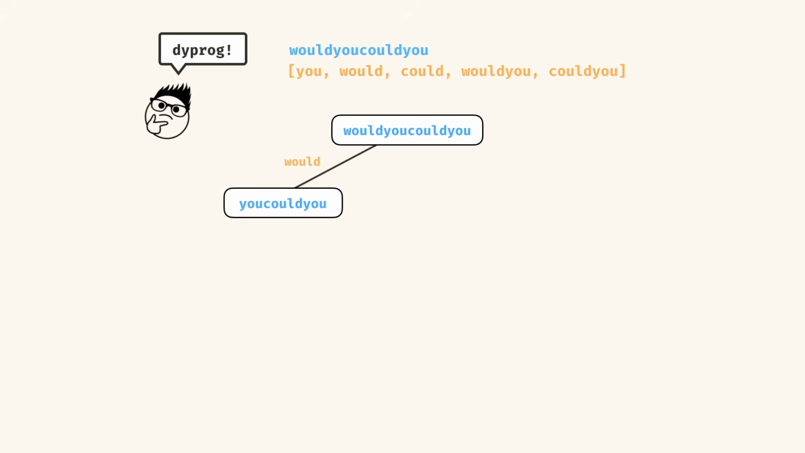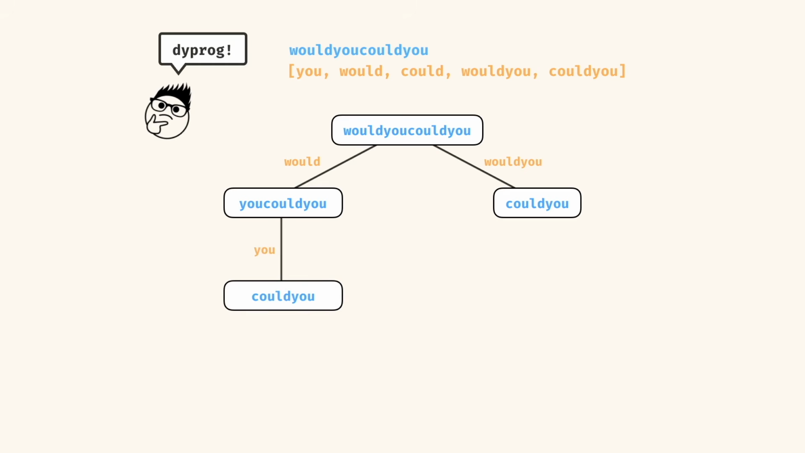One match would be using "would", in which case you're left with just "you could you". And then on the right-hand side, we could have branched using "would you", in which case your remainder is just "could you". And if I expanded the left-hand side, at that point I can match "you" at the start of that string, and that would result in "could you". And without building the rest of this tree, I already have some overlap, right? These two nodes are duplicate.